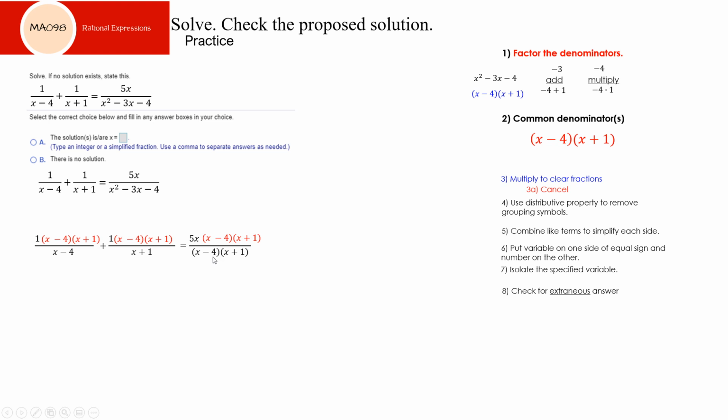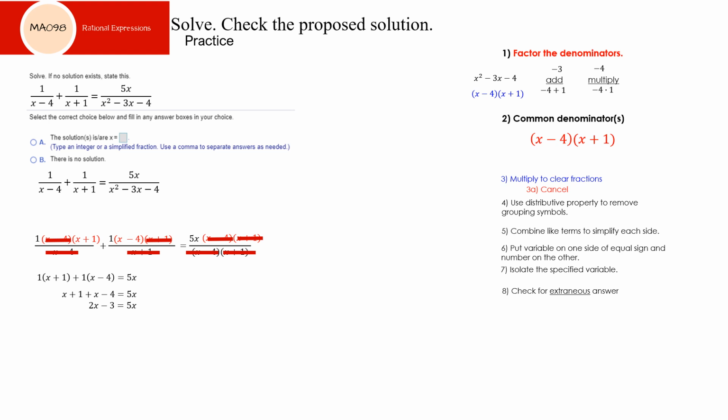Hopefully you notice right here that I did factor this denominator. It's going to come in handy right now because what we're going to do is start canceling everything that's the same. So what are we left with? 1 times x plus 1, 1 times x minus 4, and that will equal 5x. When we distribute, we have x plus 1 plus x minus 4 equals 5x. Let's combine like terms. X plus x is 2x, and 1 minus 4 is negative 3.